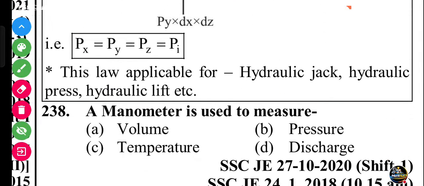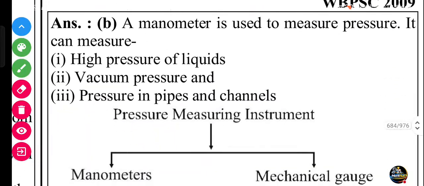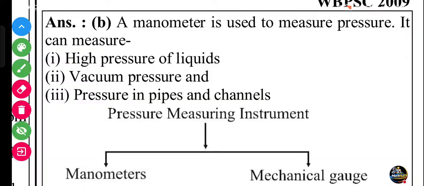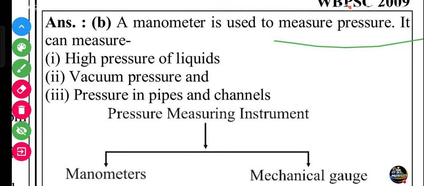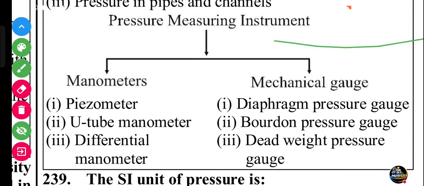Next question, friends. A manometer is used to measure volume, pressure, temperature, or discharge pressure? Obviously, the explanation is given with the types and classification of the manometer. A manometer is used to measure pressure. It can measure high pressure of liquids, vacuum pressure, and the pressure in pipes and channels.